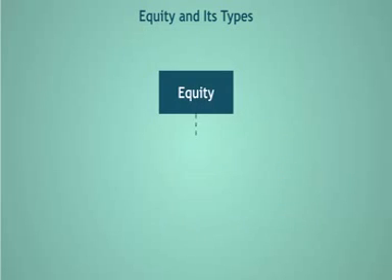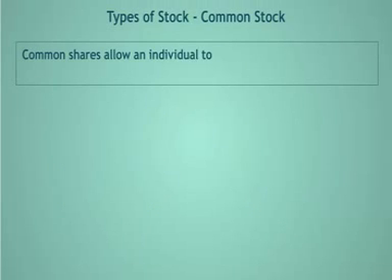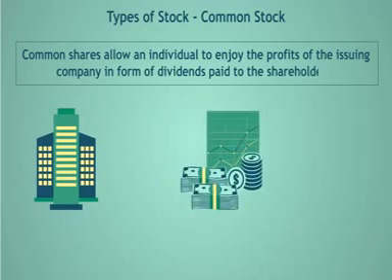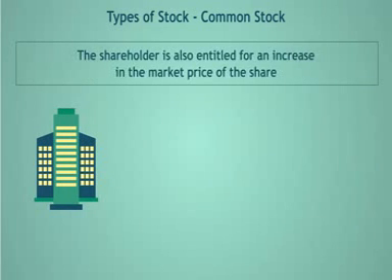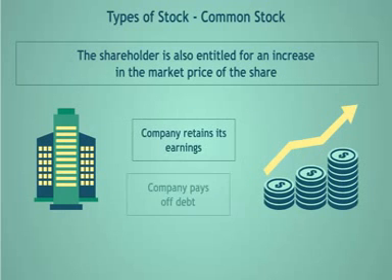Equity primarily is of two types: common stock and preference stock. Common shares allow an individual to enjoy the profits of the issuing company in the form of dividends paid to the shareholders. The shareholder is also entitled to an increase in the market price of the share when the company retains a part of its earnings or pays off previous debt from the current earnings.